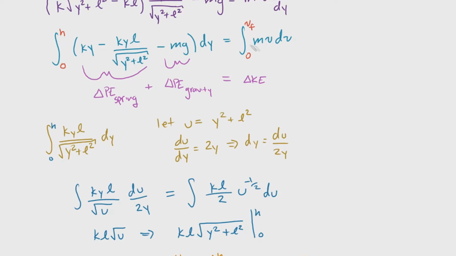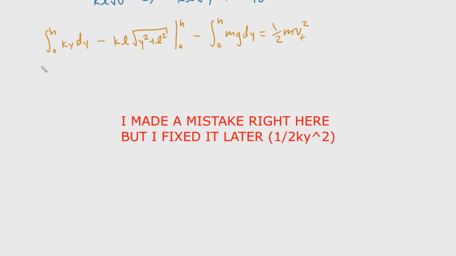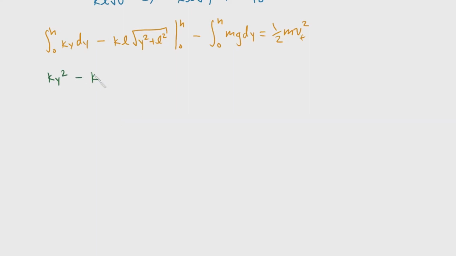And we simplified this part of the problem, the mv dv, by recognizing that the initial velocity is 0, so it's just the initial kinetic energy. So what we can say is that this is going to be ky squared minus kl square root of y squared plus L squared minus mgy, and this whole thing is going to be evaluated from y equals 0 to y equals h. And we can set this equal to 1/2 m v final squared.